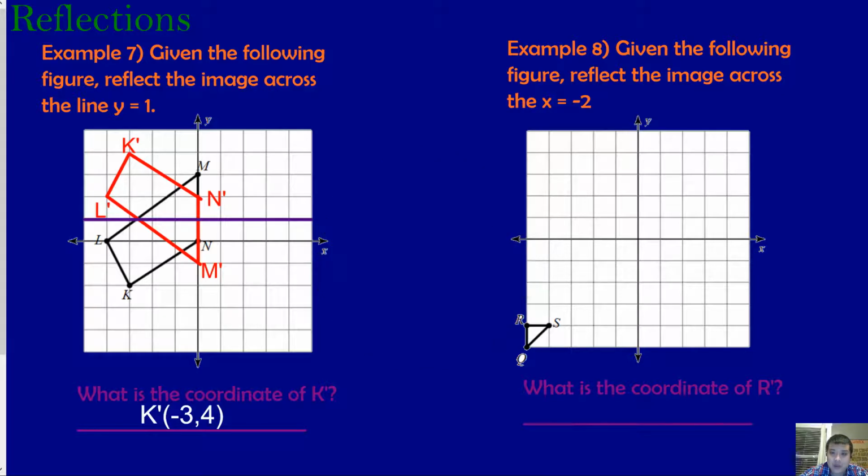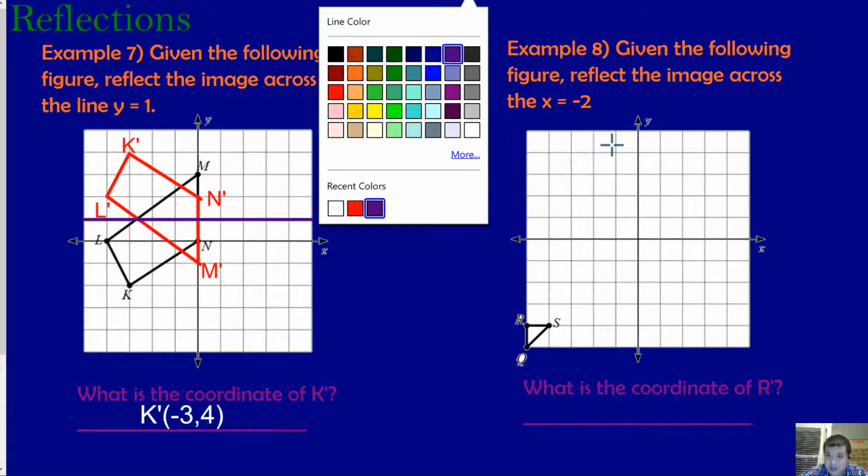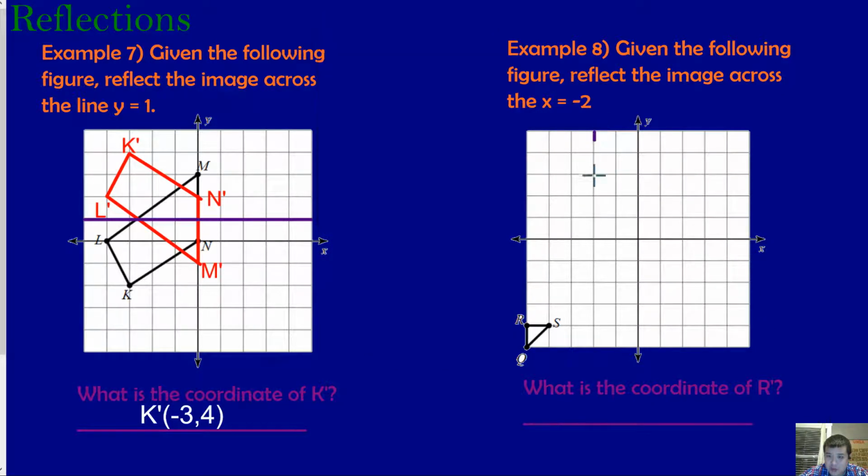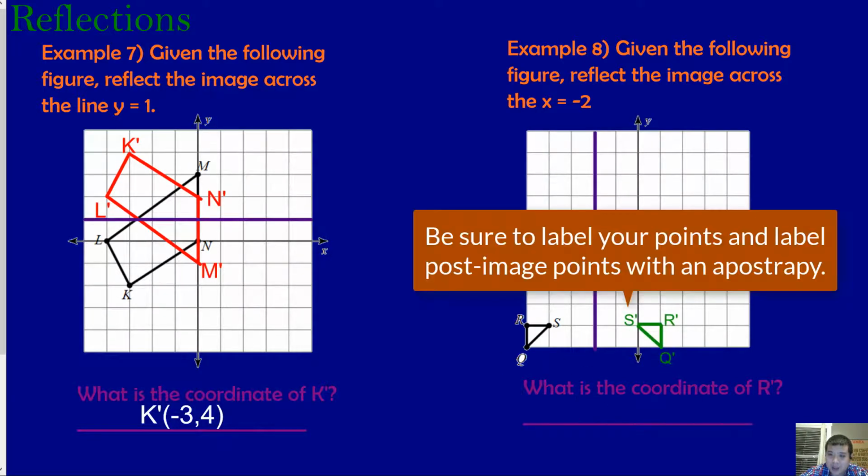Again, we need to figure out what that looks like. So x equals negative 2, that's going to be a vertical line right here because every single point on this line has an x coordinate of negative 2, which means that S has to be 2 units away on the opposite side, so S should be right here. R should be therefore right here because it's 3 units away and so forth. So it should look something like that.